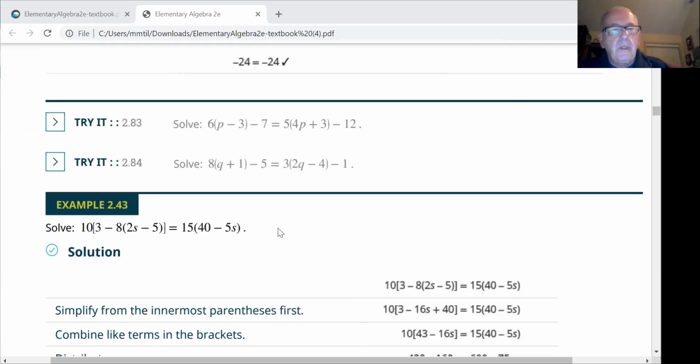Okay, another example. Here we've got brackets within brackets. So just follow the PEMDAS rules. Do the parentheses first. Do all the parentheses. Then you do the exponents. Then you do the multiplying, dividing, then adding, subtracting from left to right for both of those last two. Anyway, so it looks like this. This is what it looks like.